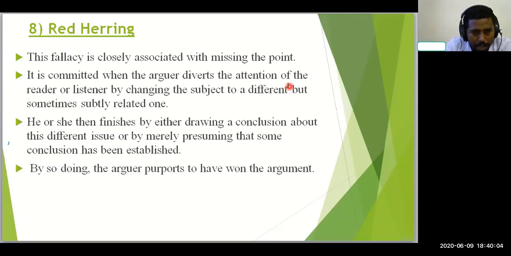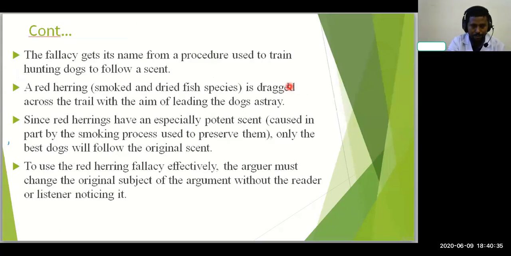It is committed when the arguer diverts the attention of the reader or listener by changing the subject to a different, but sometimes self-related, detour. The arguer then may finish by either drawing a conclusion about this different issue or by merely presuming that some conclusion has been established. By so doing, the arguer appears to have won the argument.